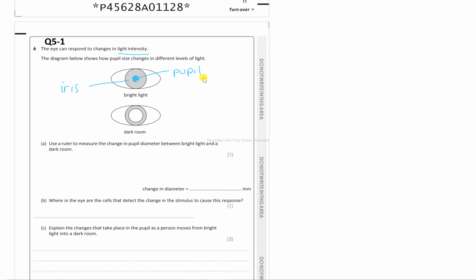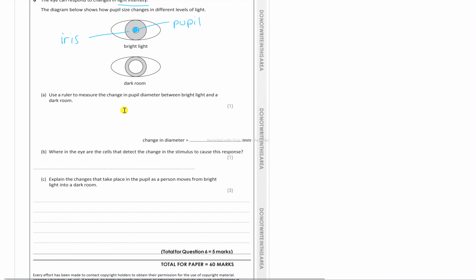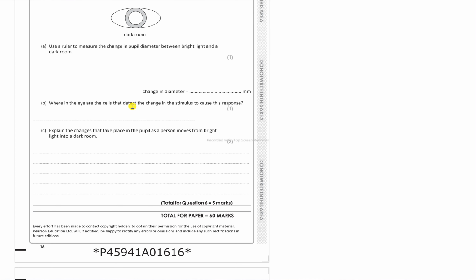So in a bright room, you don't need the hole, the pupil, to be big. So the iris constricts, the pupil constricts, gets smaller, and it dilates in here because you need lots of light. So you need a bigger hole for the light to get through. Use a ruler to measure the change in pupil diameter. Right, okay, we can ignore that one.